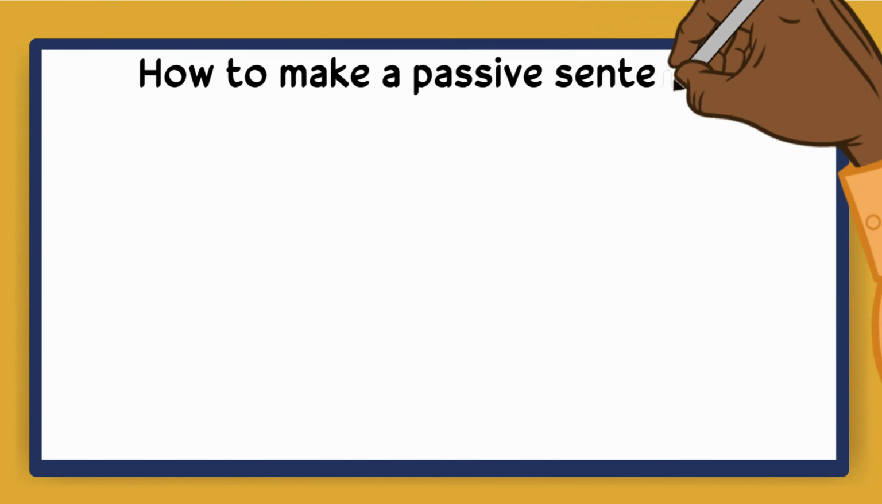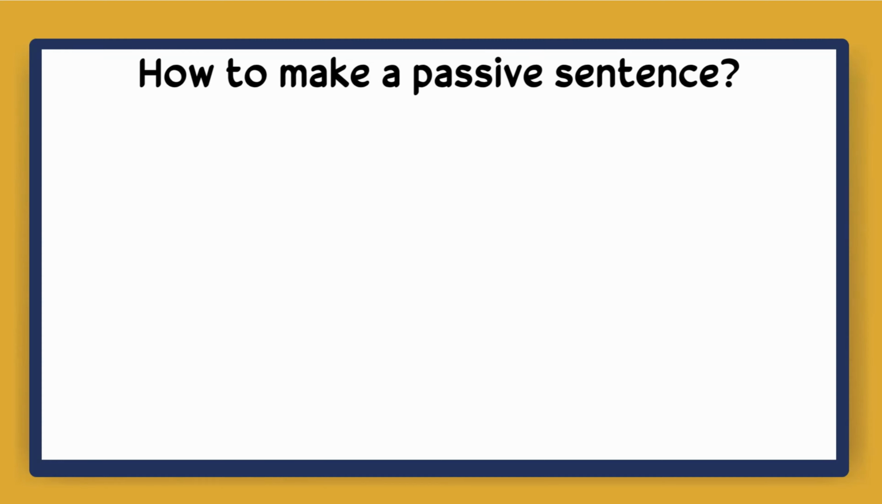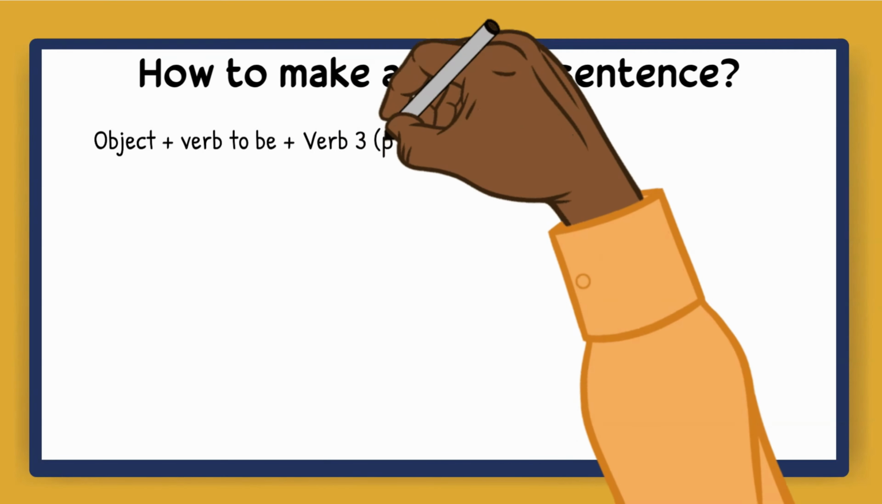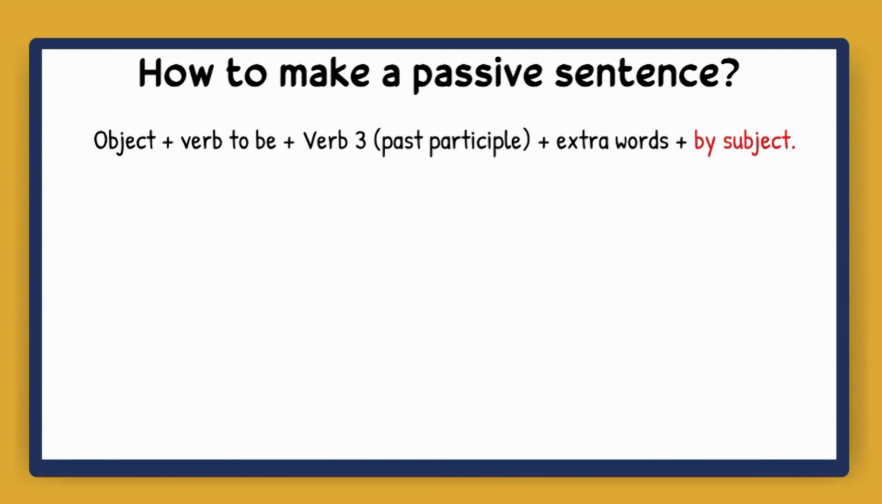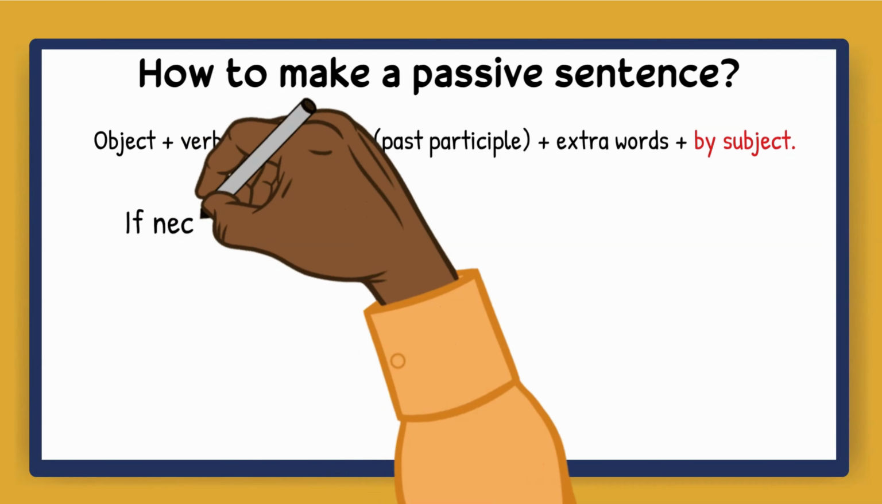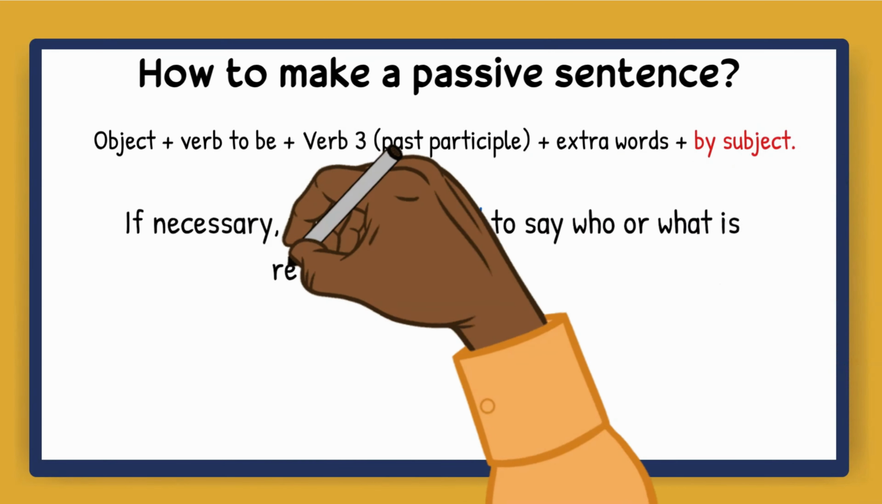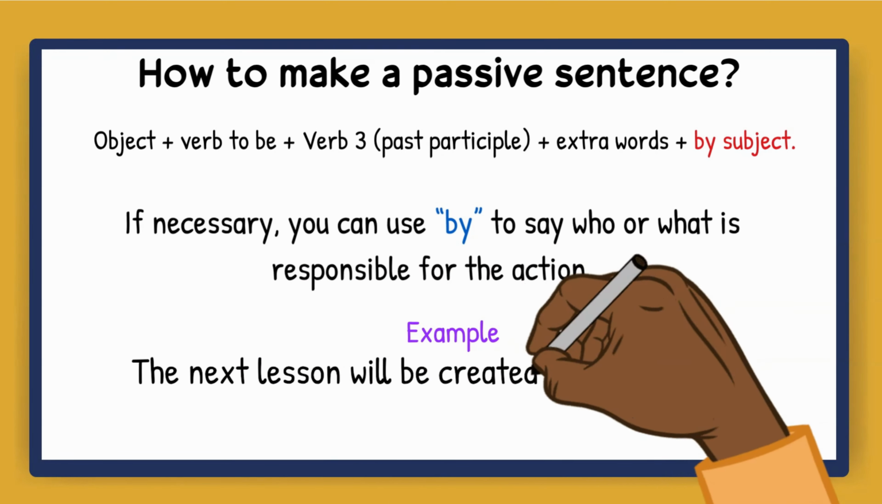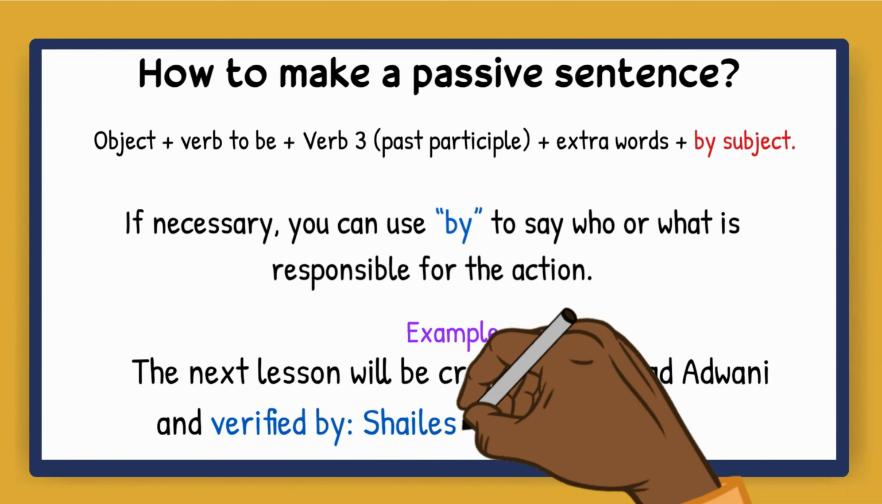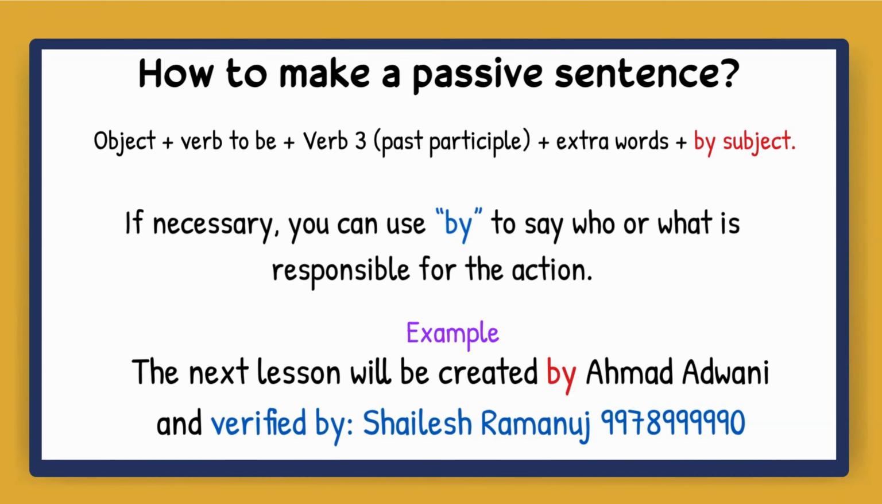How to make a passive voice sentence: object, plus verb to be, plus verb 3, past participle, plus extra words, plus by subject. If necessary, you can use by to say who or what is responsible for the action. Example: the next lesson will be created by Ahmed Adwani and verified by Shailesh Ramanuj.